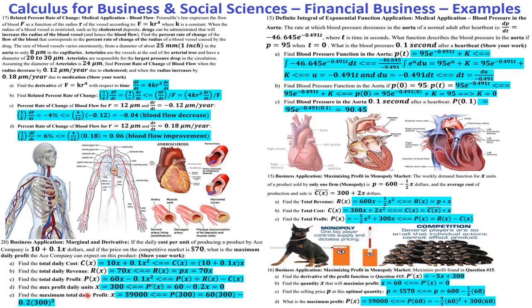When you take the derivative of the profit, you get 60 minus 0.2x. You set that equal to 0. That will give you the maximum profit, and the maximum profit is 9,000 when x equals 300. Okay.